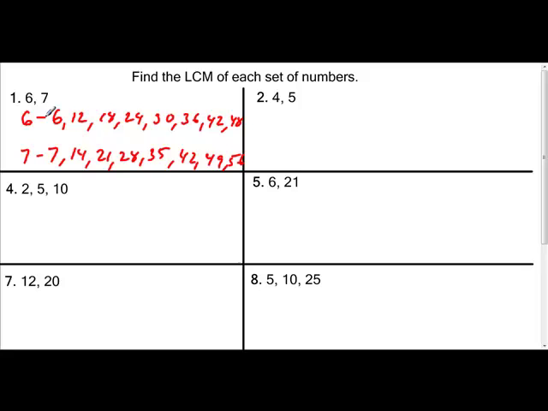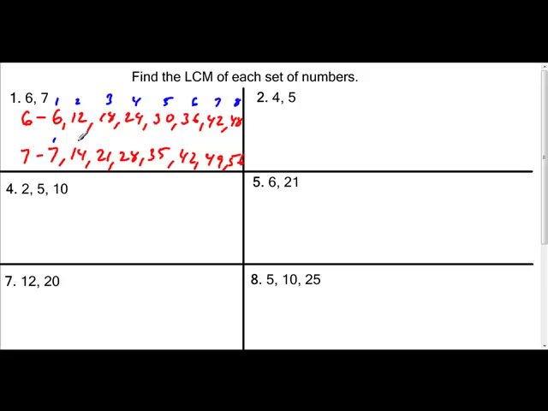What does it mean to skip count? It means you're really multiplying. 6 times 1 is 6. 6 times 2 is 12. 6 times 3 is 18. 6 times 4 is 24. 6 times 5 is 30. 6 times 6 is 36. 6 times 7 is 42. 6 times 8 is 48. Same thing with the 7.